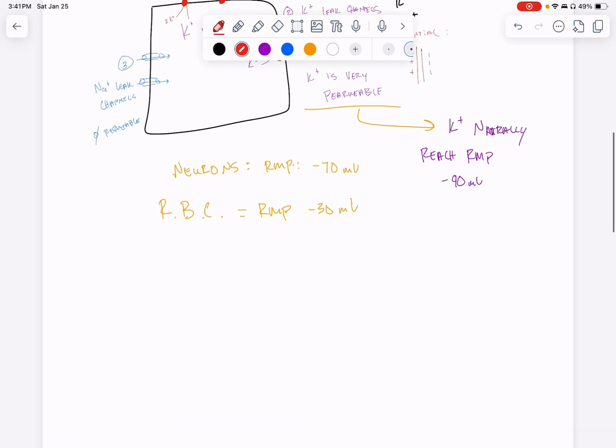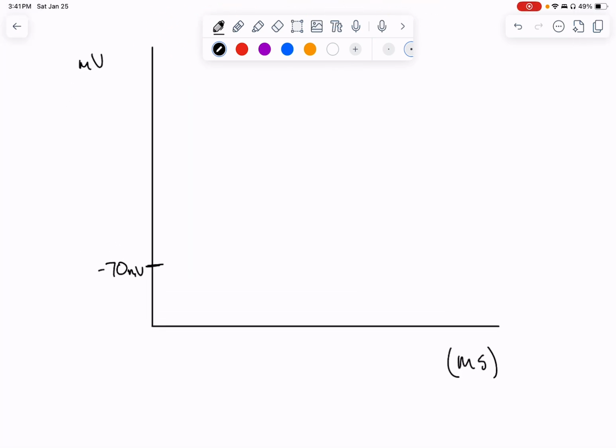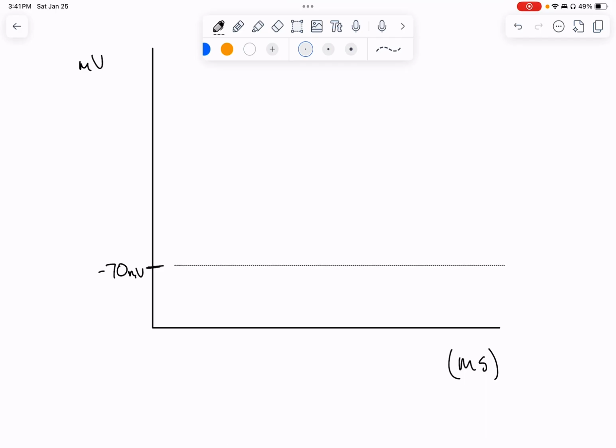Yeah, we can. Well, here I'll try to explain it like this. If we have a graph, let's say this is time in milliseconds, and this is our millivolts. And this is our neuron cell. We're going to have our resting membrane potential at negative 70 millivolts. And this is important because at negative 70 millivolts, this is where our cell naturally wants to rest.